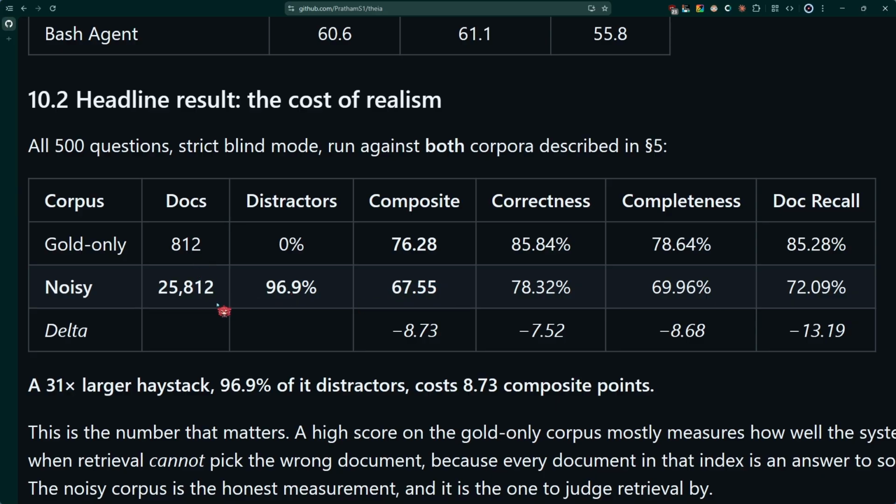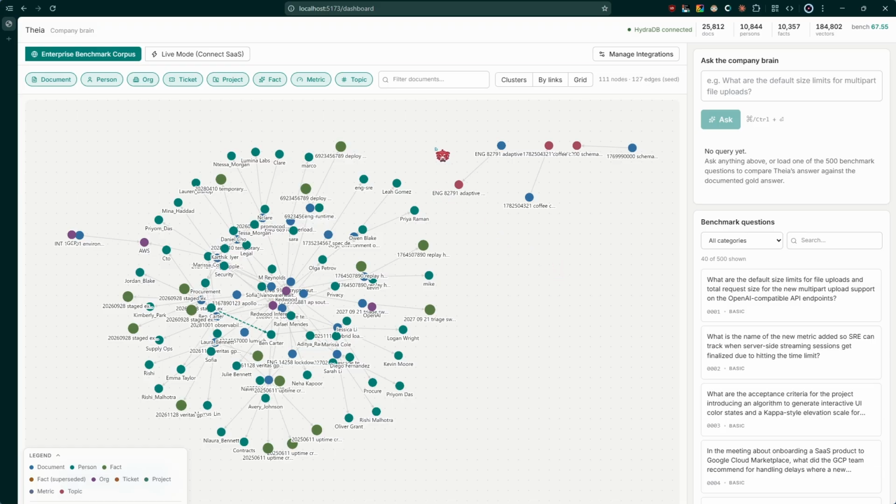Originally we were given around 500,000 data documents. From those, I have included 25,812, among which 812 were the gold ones, which means the solutions, the expected answers, were provided along with them. So there were 0% distractors. But if we include the rest, 25,000 distractors, that is around 96.9%, which is a 31 times larger haystack. This distraction only cost us about 8.73, which is the cost of realism. That is something we are actually proud of, on how we pulled this off.